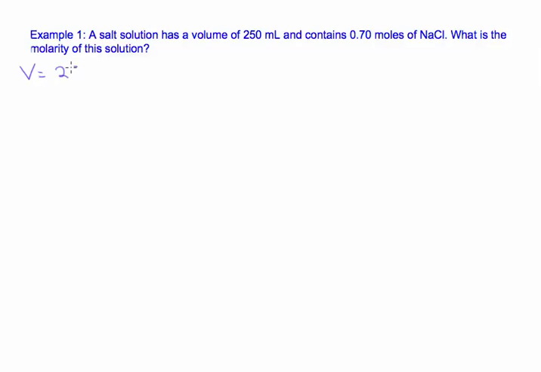Volume is 250 milliliters. And we've used the symbol N before to mean moles. And we're asked for molarity. Remember that molarity means moles over liter. So let's check our units. We've got moles. We have milliliters here. So to make this liter, we move the decimal 3 times to the left. 1, 2, 3. And we get 0.25.